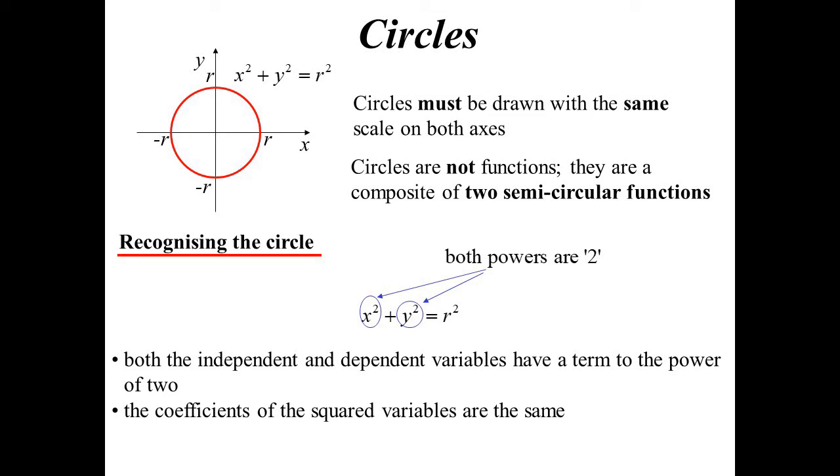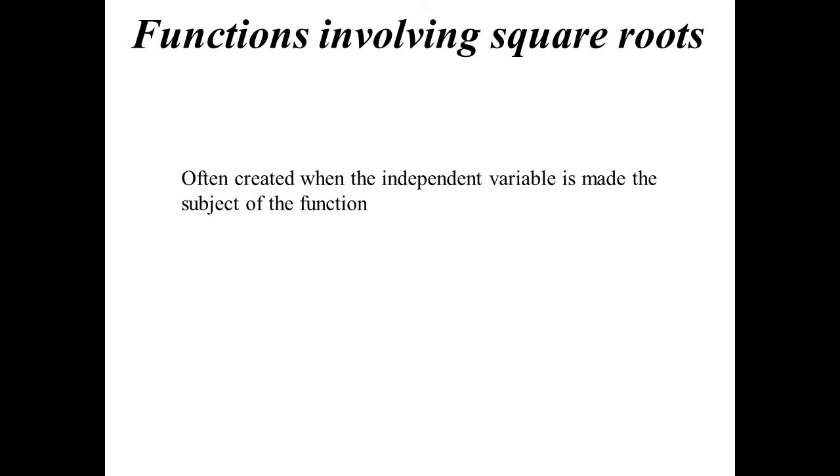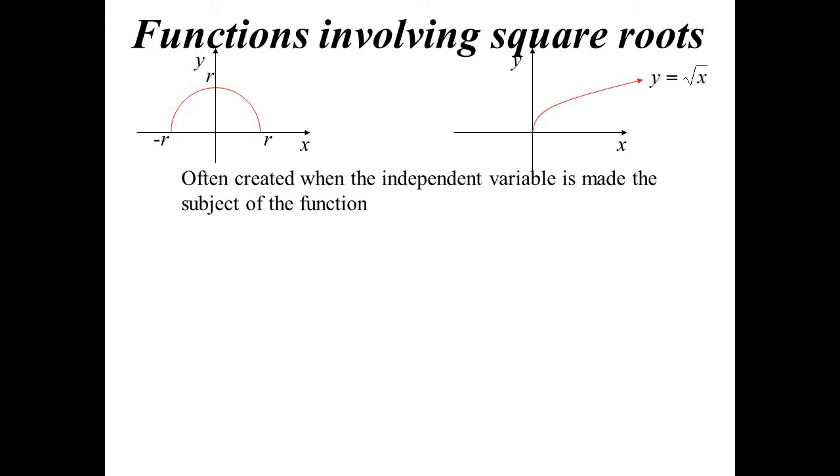All right, so as I say, the coefficients are the same. That's important. Well, let's talk a bit about the square root ones then, because we said circle is made up of 2 halves, often created when the independent variable is made the subject of the formula. So here we go. There it is, semicircle. And you could have a top half of a parabola. There's another classic one. So that one's y equals the square root of x.